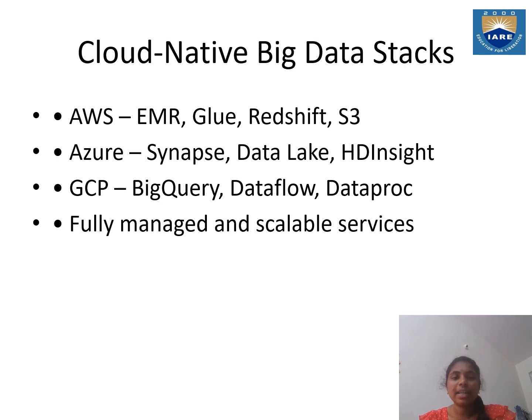The cloud native big data stacks: AWS has EMR, Glue, Redshift, and S3. Azure contains Synapse, Data Lake, and HDInsight. GCP involves BigQuery, Dataflow, and data pre-processing. In data pre-processing, the data collected from the data warehouse should be cleaned and verified against other data. These are fully managed and scalable services.